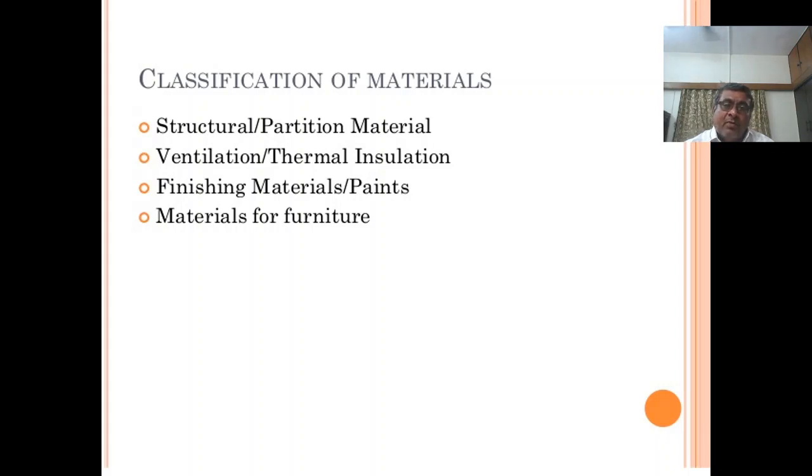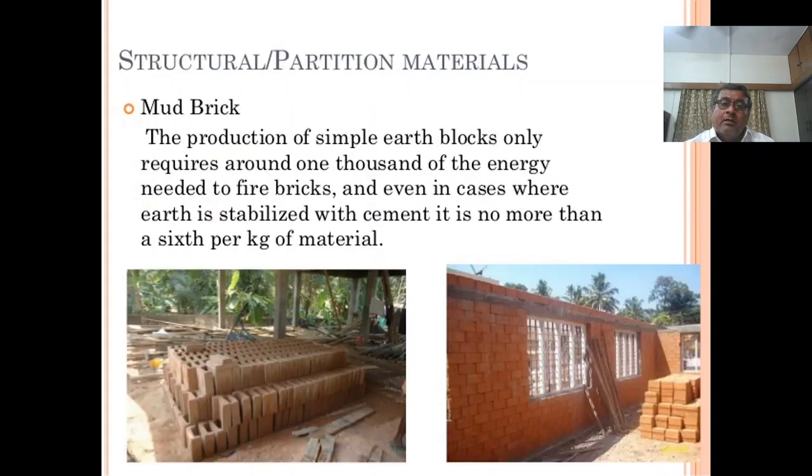Now structural or partition material, ventilation or thermal insulation material, finishing materials like paints and materials for furniture. Now structural partition of material. Mud bricks. The production of simple earth blocks only requires around 1000 of energy needed up to fire bricks. And even in cases where earth is stabilized with cement, it is no more than a 6 per kg of material.